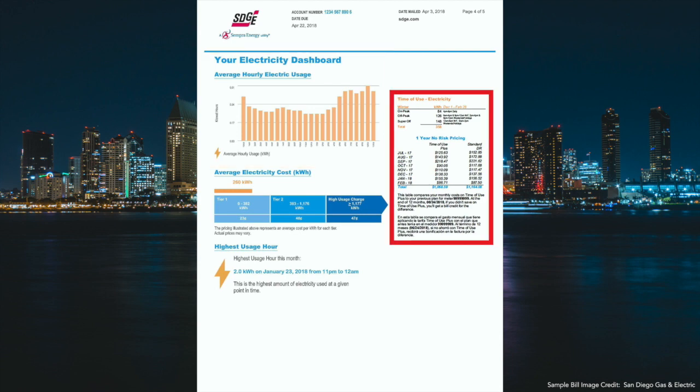On the right-hand side of the page, you will find some additional metrics to help decide which plan is right for you, including a breakdown of your historical time of use electrical usage, as well as a comparison of what that usage would have cost if you'd used a different plan.